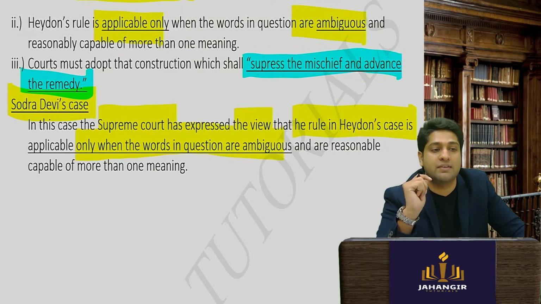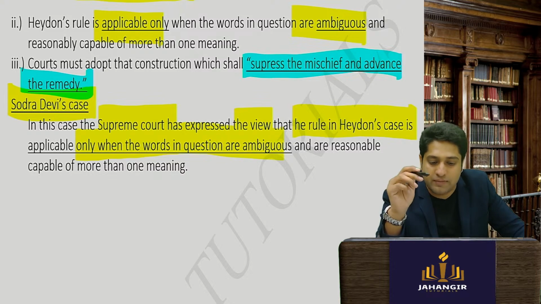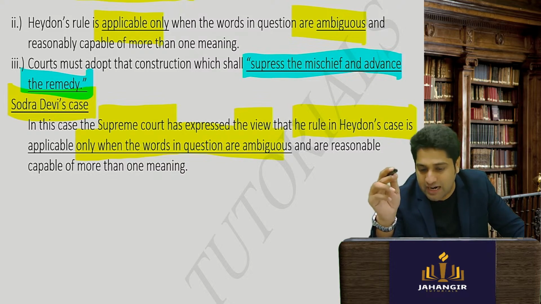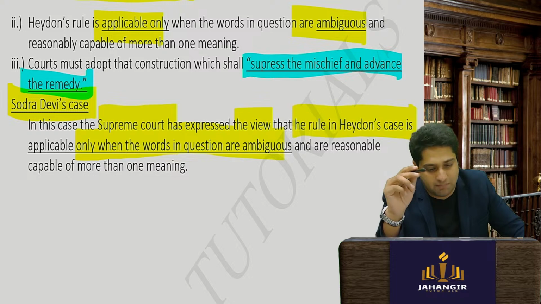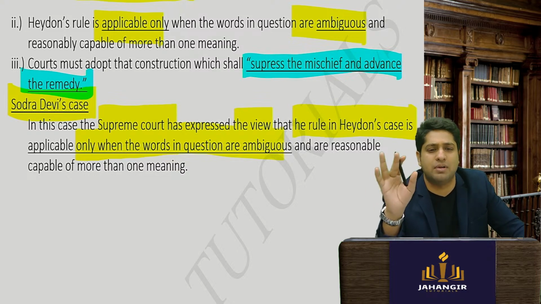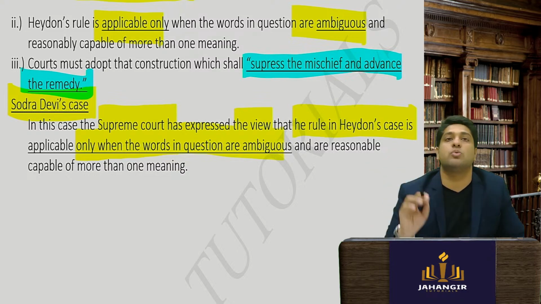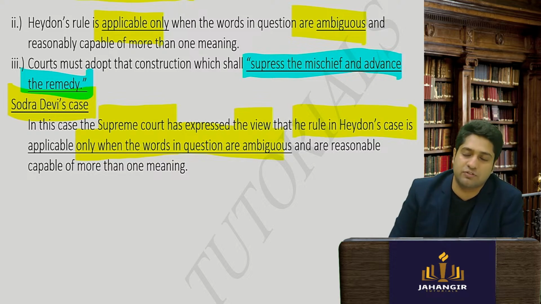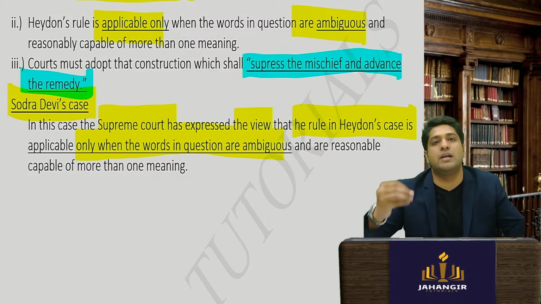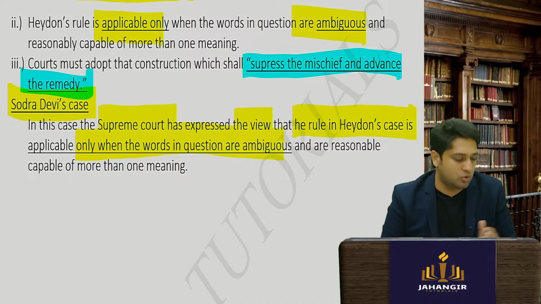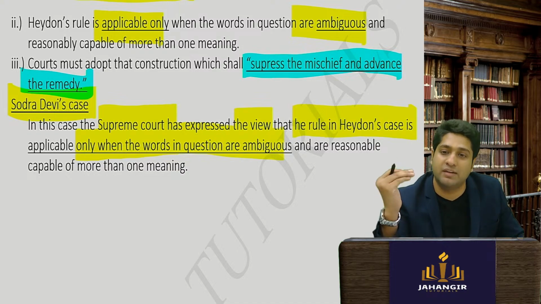In the Sora Devi case, the Supreme Court expressed the view that Heydon's Rule is applicable only when there are ambiguous words. Why ambiguous words? Because in case of direct, clear meaning, rules of interpretation are never applied. Rules of interpretation are applied only when there is a confusion or a doubt.